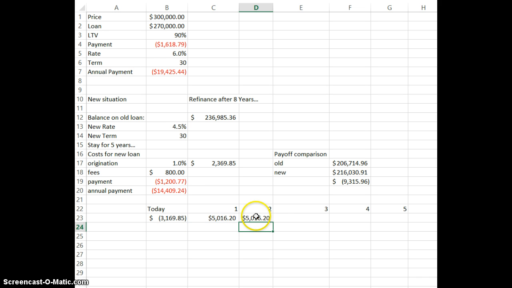So I can just copy that number from the cell next to it, drag that across here, and that's what we're going to save every year. However, we need to add in this negative 9,315 because that's going to be the difference between the two loans after the same period of time, had we never refinanced with the old loan versus refinancing again or selling out at the new loan 5 years down the road. So we need to get a sum here of these numbers.